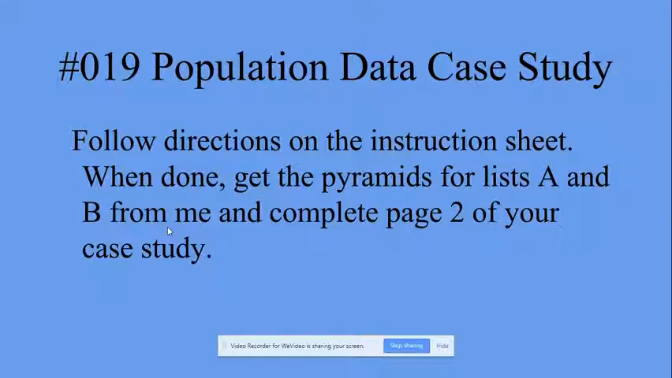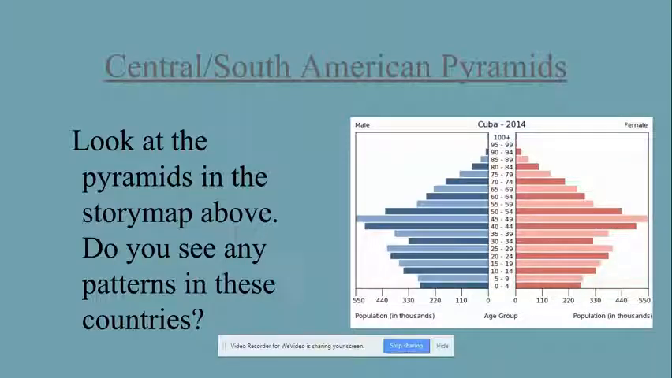So the next thing I'm going to have you do is the population data case study. So you can look for that on the website. Oh, and one more thing. I'd like you to take a look, and you can find this link on the website, at the population pyramids in the story map that's above. So I will click on that so you can see it. Just ignore all my tabs here.